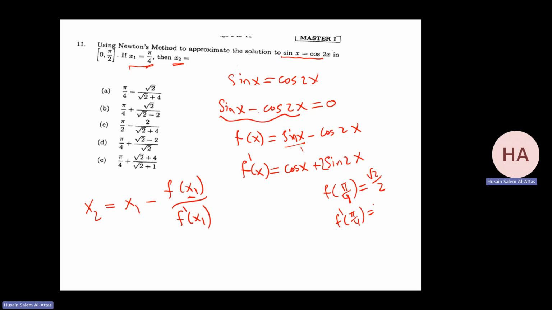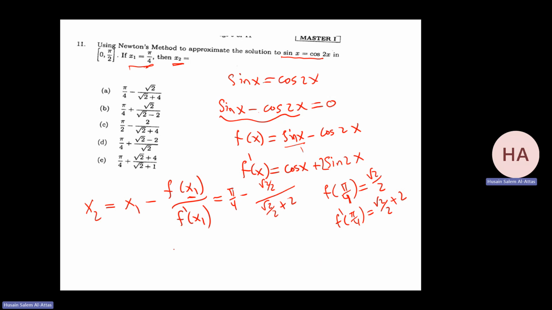F prime will be cosine, which is still square root 2 over 2. But here I have plus 2 times cosine pi over 2, which is 1. So that is plus 2. Okay, now let me check this: f of pi over 4 over f prime of pi over 4. Let me do the calculations right away. So I have pi over 4 minus square root 2 over 2, all over square root 2 over 2 plus 2.